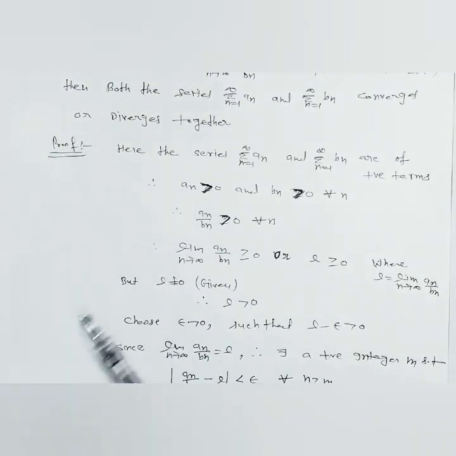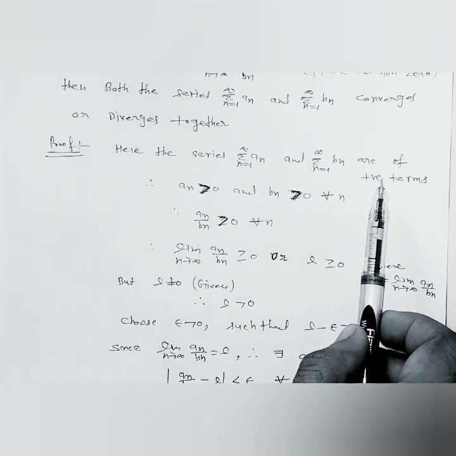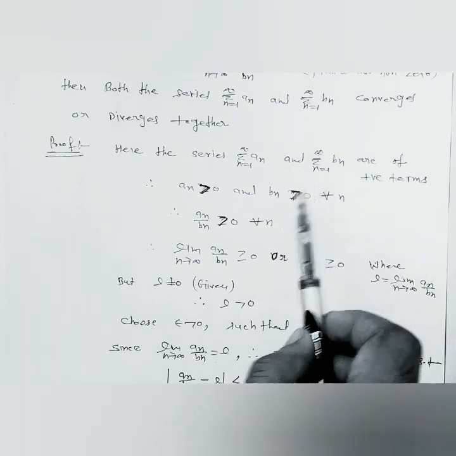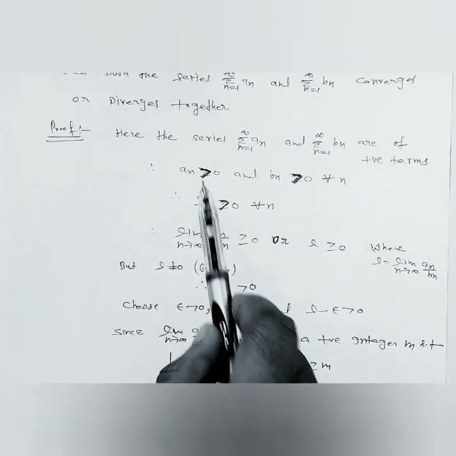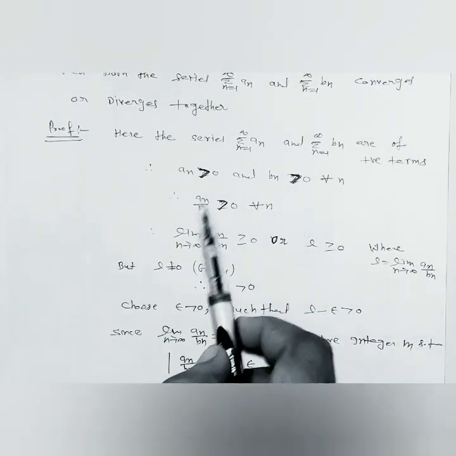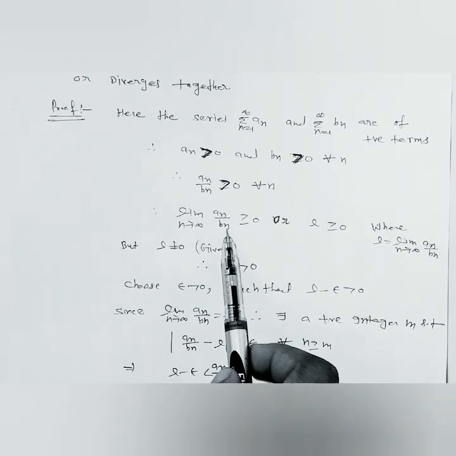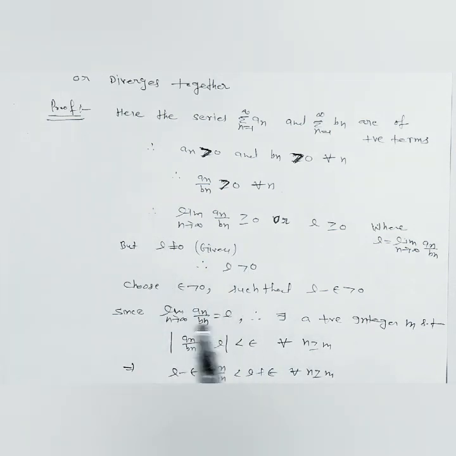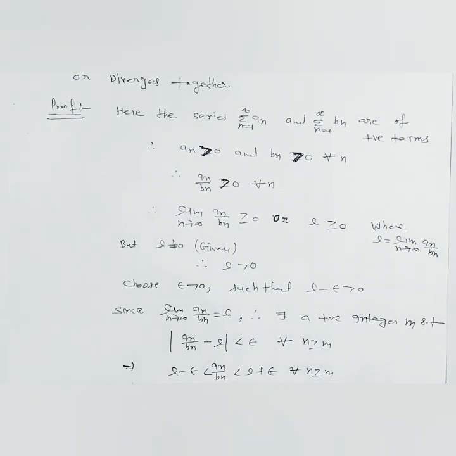To prove this, the series an and bn both are positive term series, so the nth term of the first series and the nth term of the second series are both positive for all n. Therefore an by bn is greater than 0 for all n. Taking limit n goes to infinity of an by bn, that is greater than or equal to 0. So limit n goes to infinity an by bn is also greater than or equal to 0.